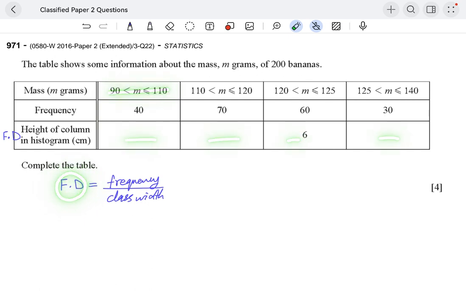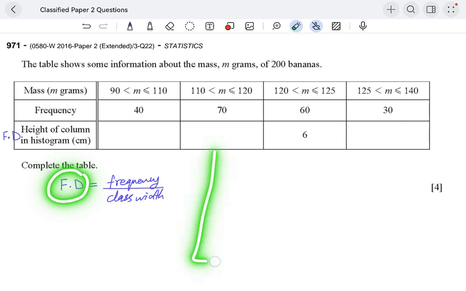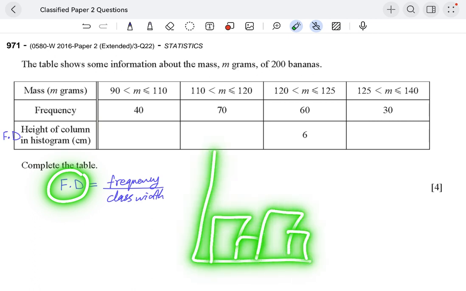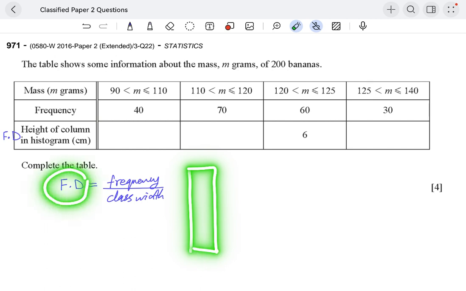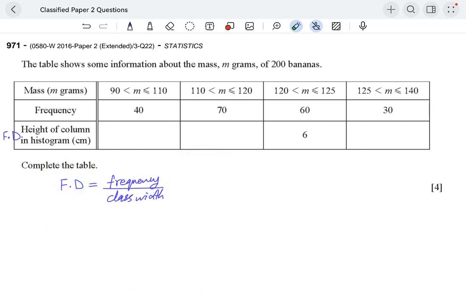And using these frequency densities, you can draw your histogram. You can draw the histogram according to the frequency densities. So the height of each bar is from the frequency density. This is the normal thing. Okay, let us find the first frequency density. Say we need to find this one here. You will find the frequency density by dividing the frequency over the class width.